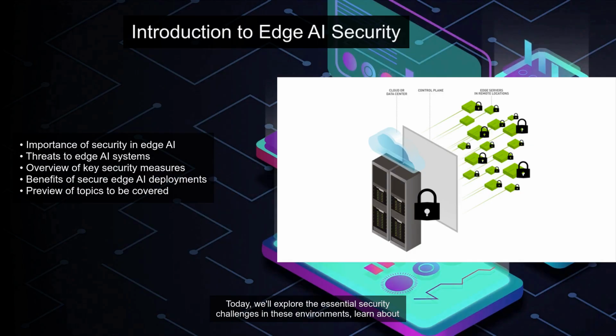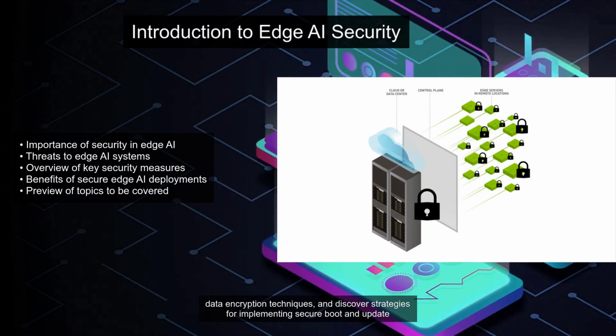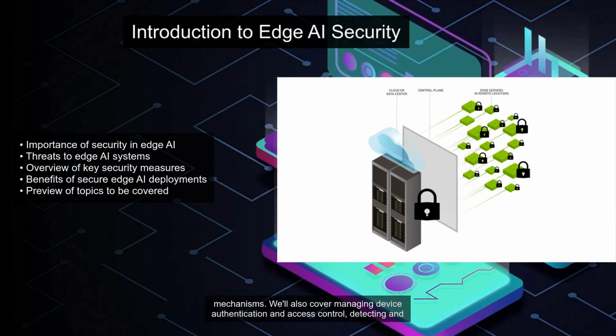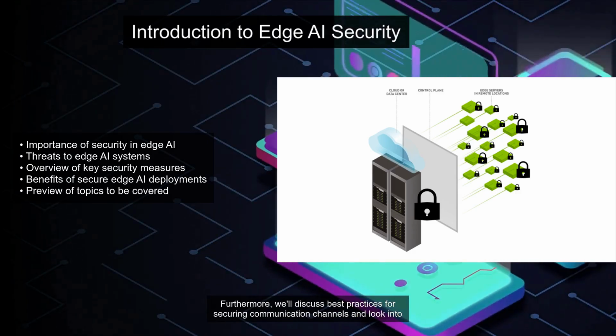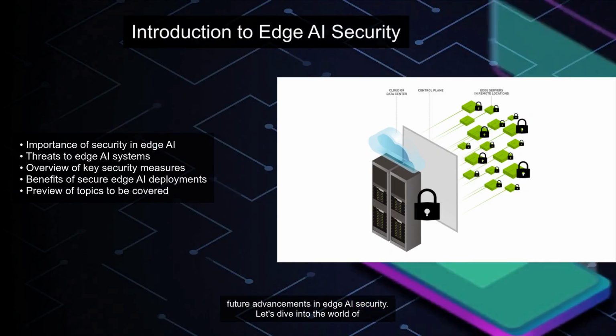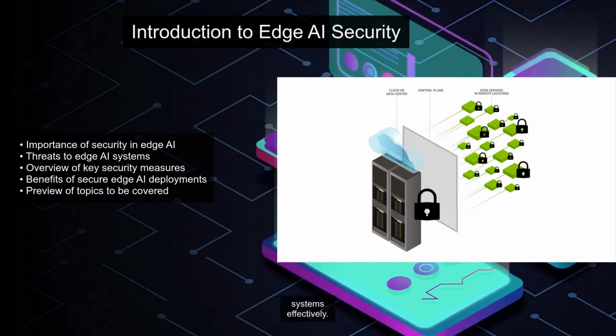Today, we'll explore the essential security challenges in these environments, learn about data encryption techniques, and discover strategies for implementing secure boot and update mechanisms. We'll also cover managing device authentication and access control, detecting and responding to anomalies, and examine case studies of edge AI security breaches. Furthermore, we'll discuss best practices for securing communication channels and look into future advancements in edge AI security. Let's dive into the world of edge AI security and equip you with the knowledge to protect your systems effectively.